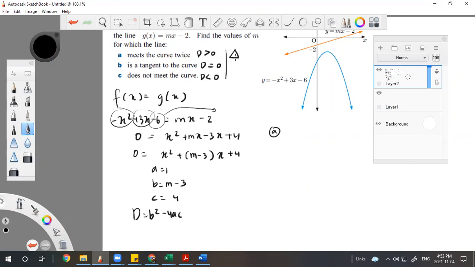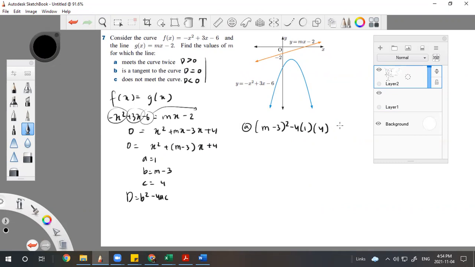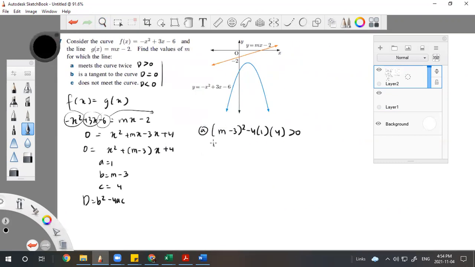What you use also delta. It's the same. Delta and D, in my opinion, you can use either one. So B, what is b? m squared, (m minus 3) squared minus 4 times a times 4 more than 0, right? So m squared minus 6m plus 9 minus 16 is more than 0.